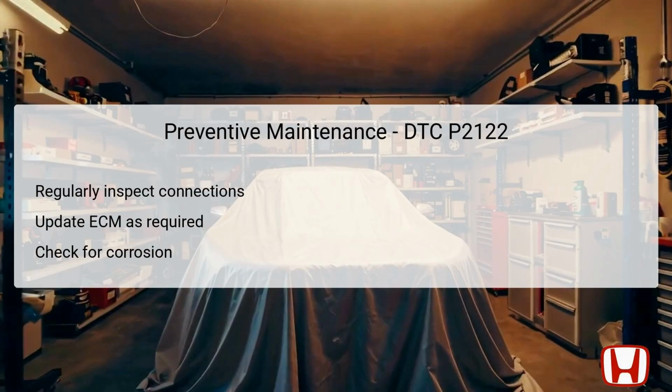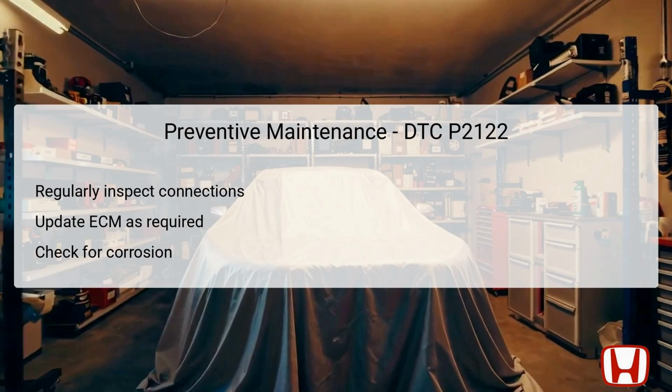For long-term vehicle reliability and to prevent the recurrence of error codes like P2122, proper preventive maintenance is crucial. Regularly inspecting electrical connections, particularly those related to the APP sensor and ECM, can help identify and rectify potential issues before they cause serious faults. It's also important to keep the ECM updated with the latest software versions provided by Honda, as older versions may not function optimally with newer vehicle specifications. Additionally, checking for corrosion at connectors or wiring can prevent electrical failures in the future.